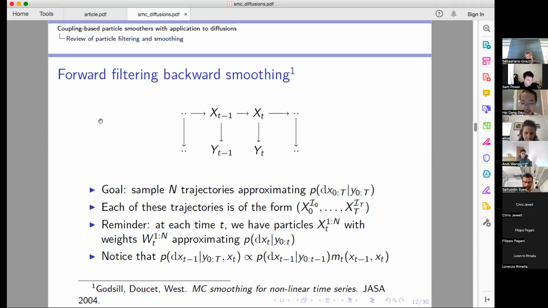To prevent this, in the particle filter literature, a method called forward filtering backward smoothing has been proposed. The idea is very simple. If you look at this graph, which describes the relations between your particles and your variables, you see that the distribution of H_{t-1} given Y_{0:t} and H_t can be decomposed in this form. Here is the filtering distribution, and here is the Markov transition kernel.